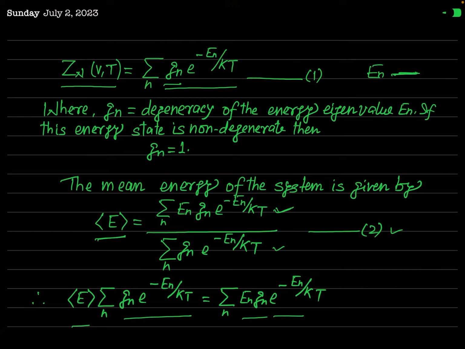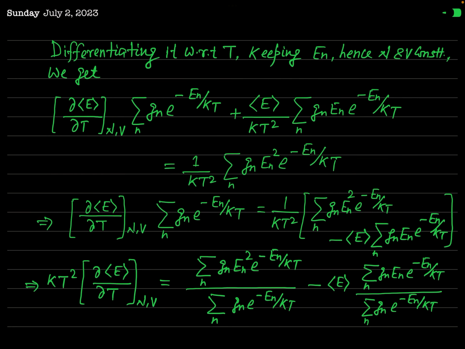You can see in this expression in the LHS, there are two factors or two functions, you can say. The first function is this average value of E, and the other function is summation over n Gn e to the power minus En by kT. So we will use the rule of differentiation of the product of two functions. Okay. When you differentiate this average value of E with respect to T, you have to keep this other factor as it is. And when you differentiate the second factor with respect to T, you will have to keep this average value of E as it is. So you can see this will be del E by del T at constant N and V times summation over n Gn e to the power minus En by kT.